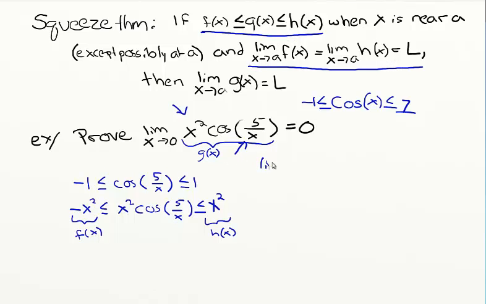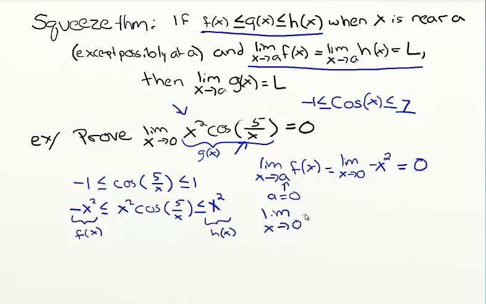So let's take the limit as x approaches a of f of x, which is negative x squared, and our a value in this case is 0. So really, we're looking for the limit as x approaches 0 of negative x squared. Now x squared is just a polynomial, so we can just plug 0 right in, and we get 0. Now we'll do the same thing as x approaches 0 of our h of x, which is x squared. And similarly, that's a polynomial, so that's just going to be 0.